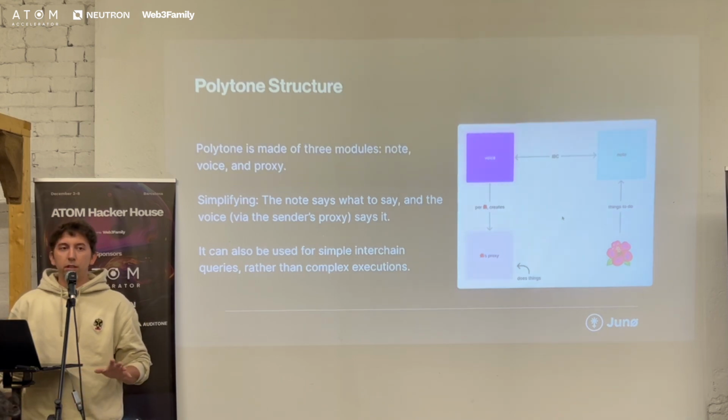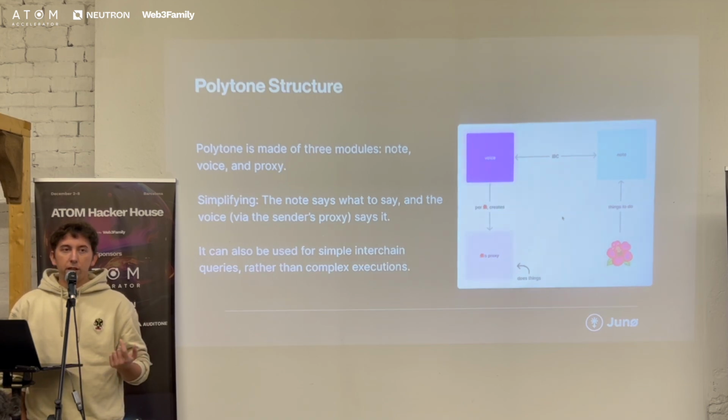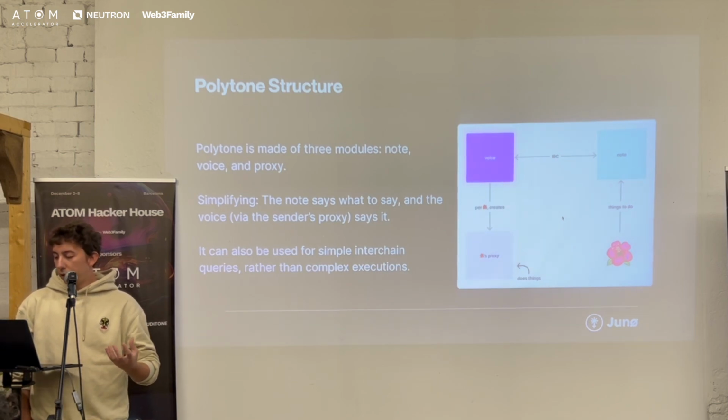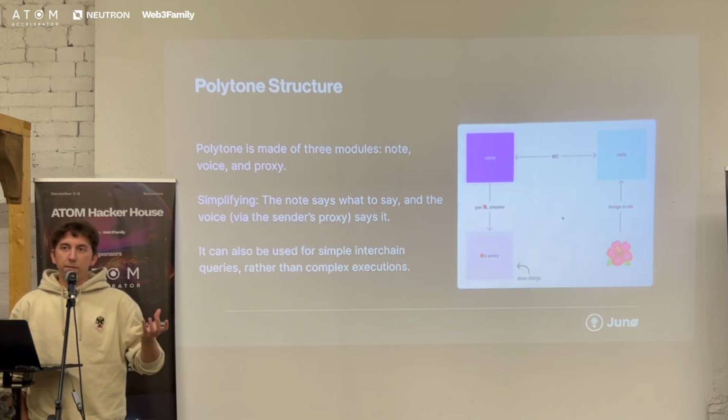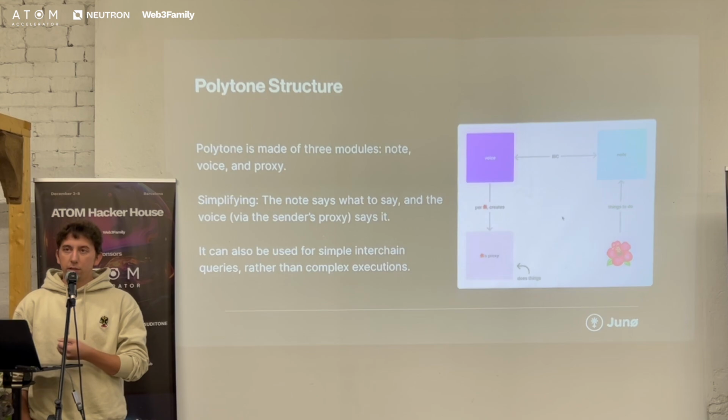So Polytone is made of 3 modules: node, voice, and proxy. And the idea here is that on chain A, you have the node contract, which takes charge of all the interchain actions that you want to submit. And on the remote chain, you have the voice contract, which basically receives that request of interchain action and executes it.